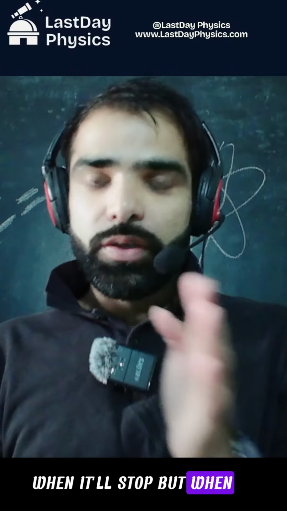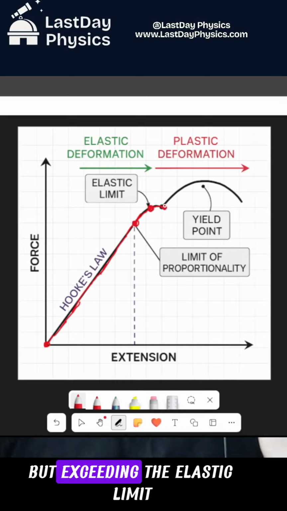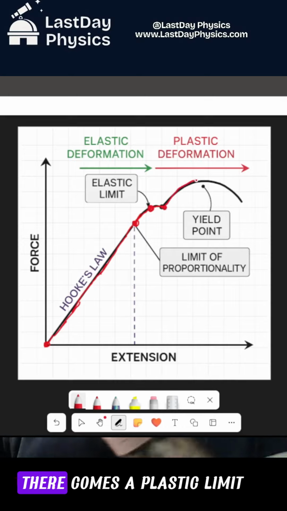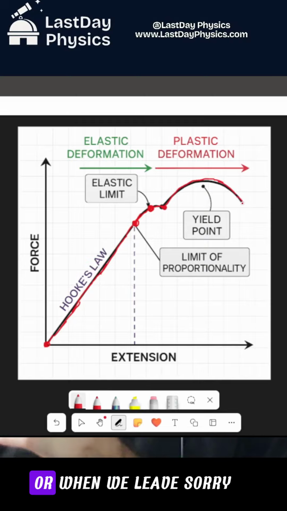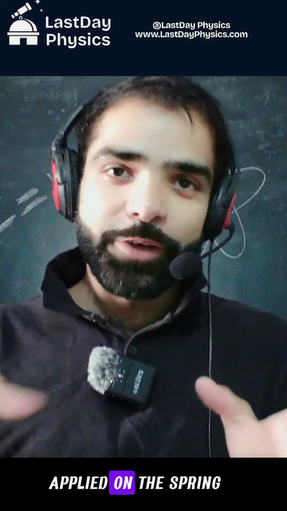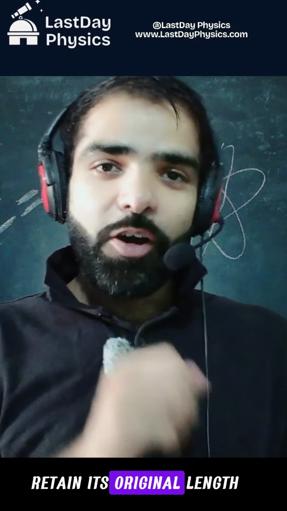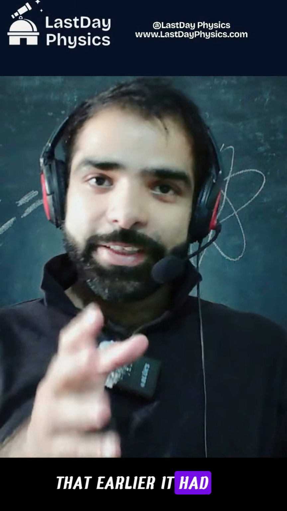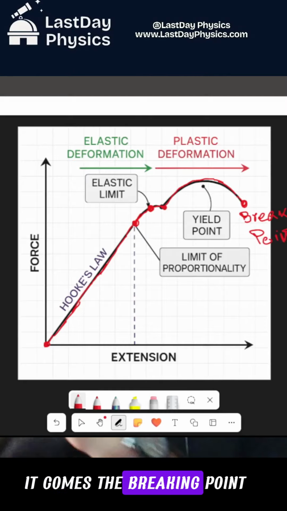But when we exceed the elastic limit, there comes a plastic limit. Up to that limit, when we remove the force that we applied on the spring, the spring will not retain the original length that it had before applying the force. After the plastic limit, it comes to the breaking point.